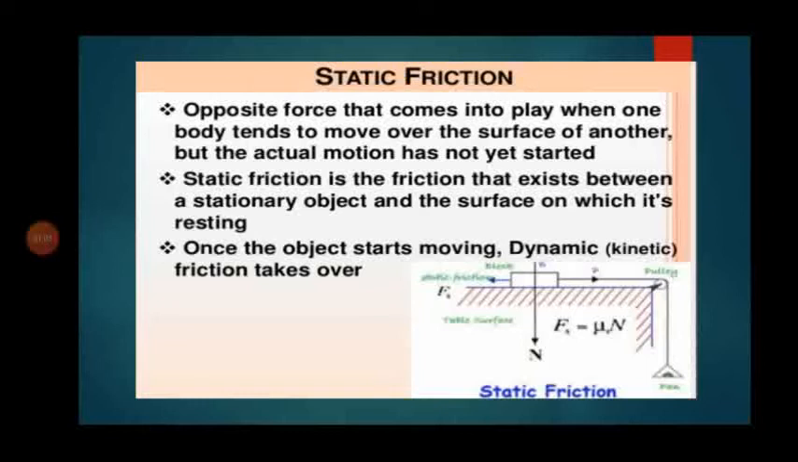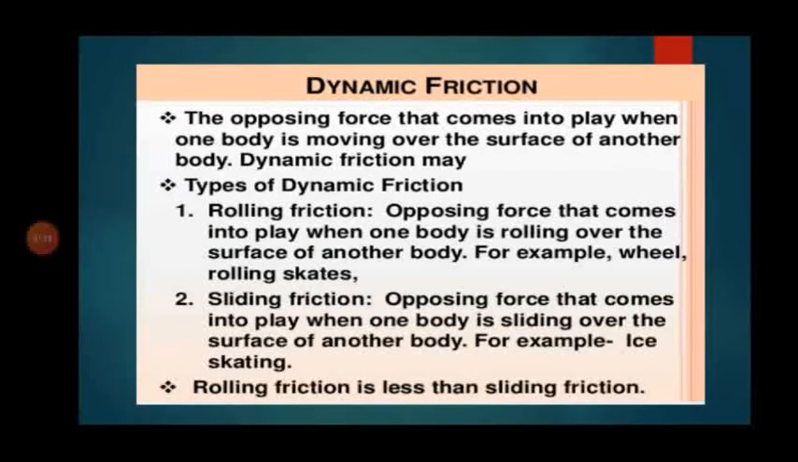Once the object starts moving, the dynamic friction or kinetic friction takes over. What is dynamic or kinetic friction? The opposing force that comes into play when one body is moving over the surface of another body is called dynamic friction. So there are two types of dynamic friction: rolling friction and sliding friction.